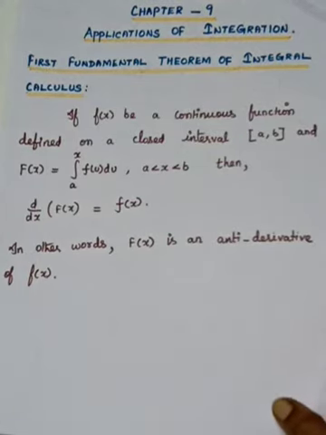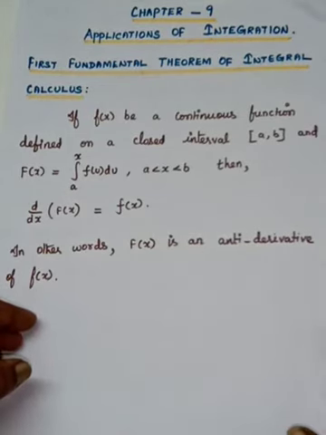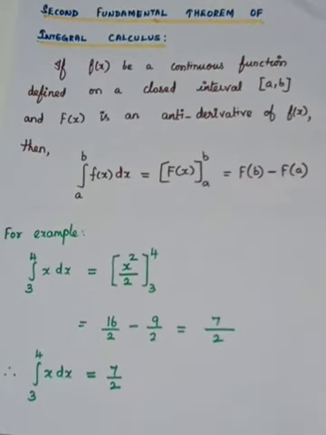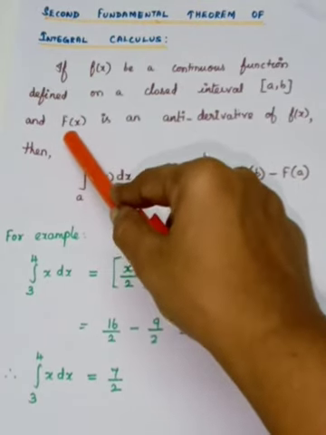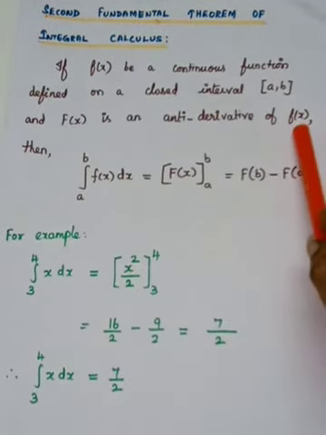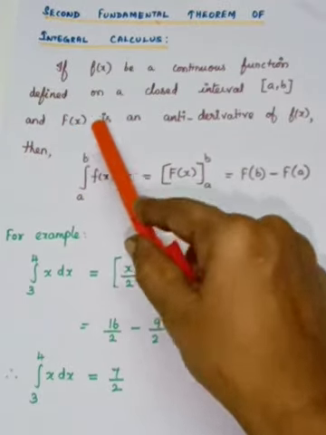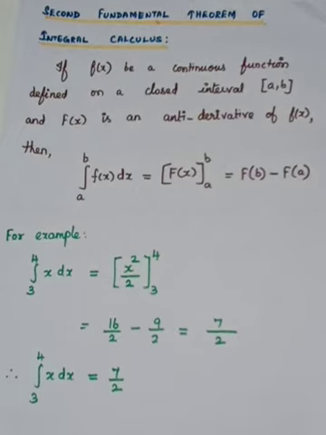Now come to the second fundamental theorem. If f(x) is a continuous function defined on the closed interval [a, b] and capital F(x) is an antiderivative of f(x), what is the meaning of this? From the first fundamental theorem, if you differentiate capital F(x), you will get small f(x). Otherwise, capital F(x) is equal to the integral from a to b of f(x) dx, where small f(x) is continuous on [a, b] and capital F(x) is the antiderivative of small f(x).